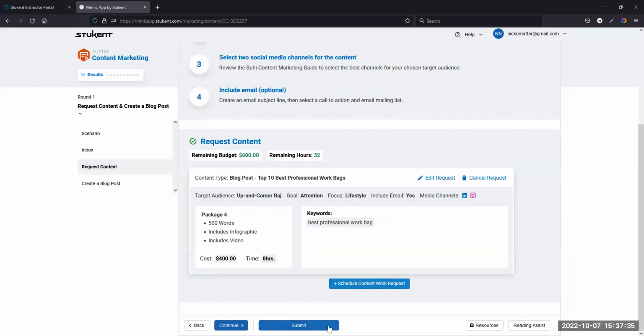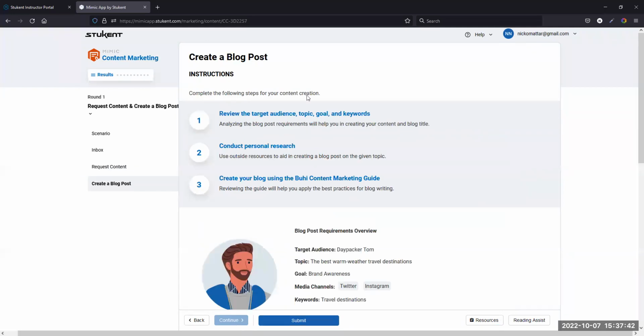And actually, I will. I'm just going to go to the next step. I'm not going to go create another one because I did want to show creating the blog post.